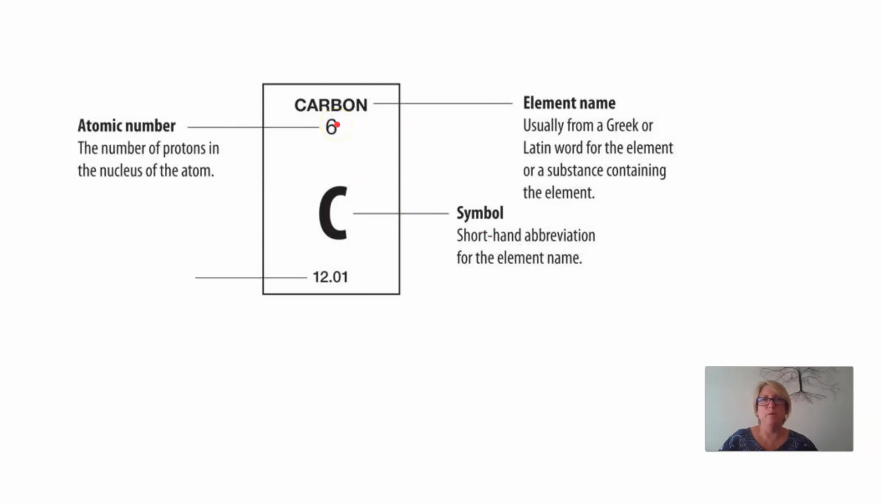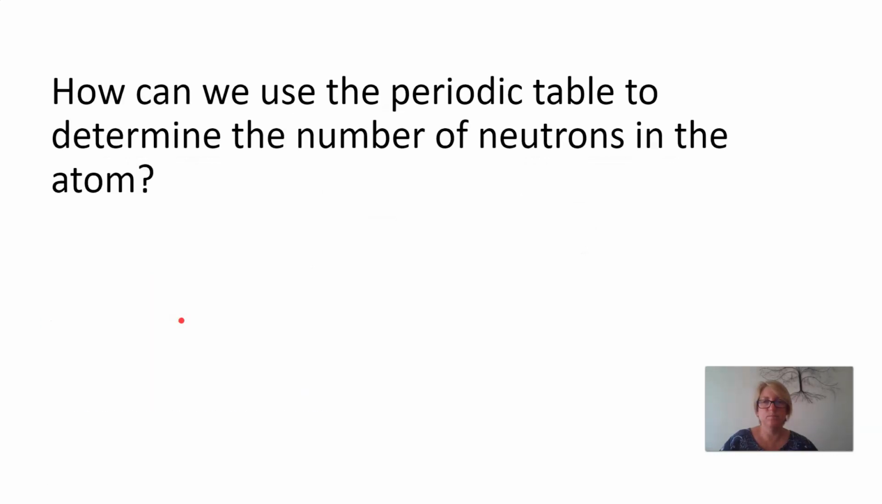The number at the top generally denotes the atomic number, and this is a very important part of today's lesson. The atomic number is the number of protons in the nucleus of the atom. And then the number at the bottom of the tile is the atomic mass, and that is basically the average mass of the atoms in an element. So, how can we use the periodic table to determine the number of neutrons in an atom?